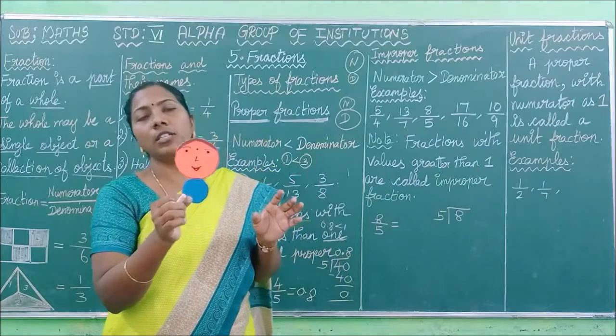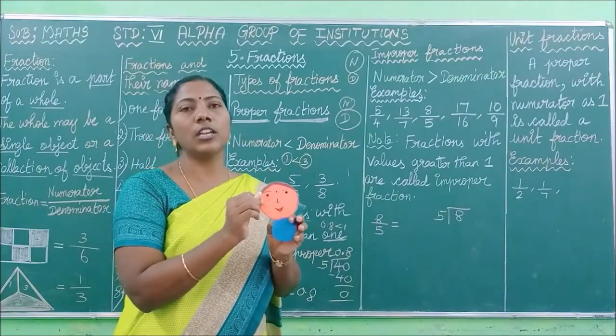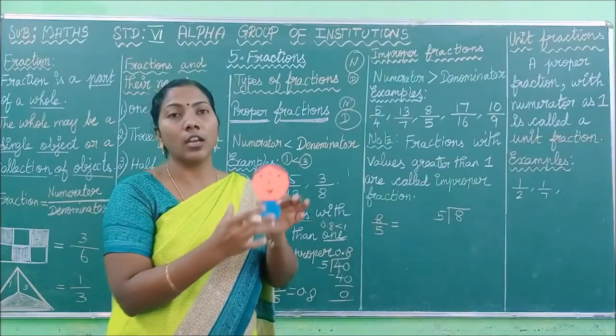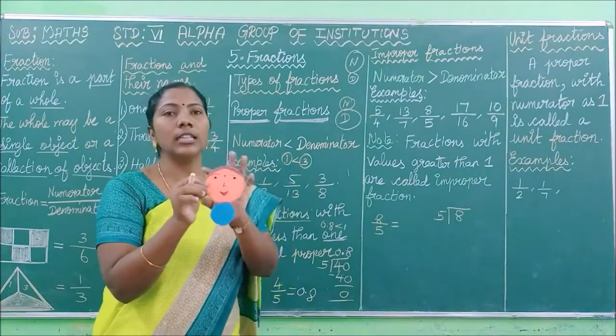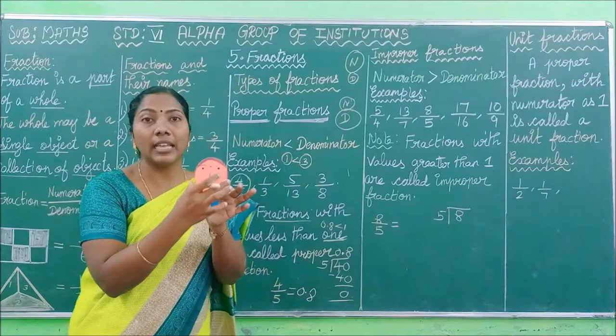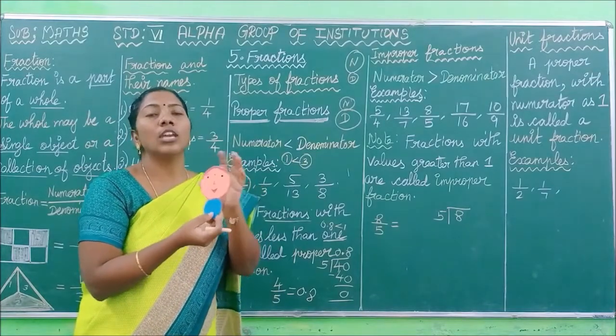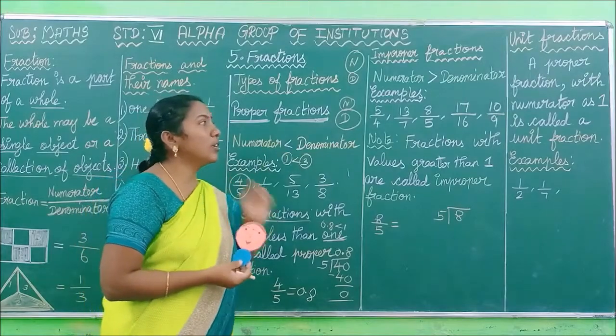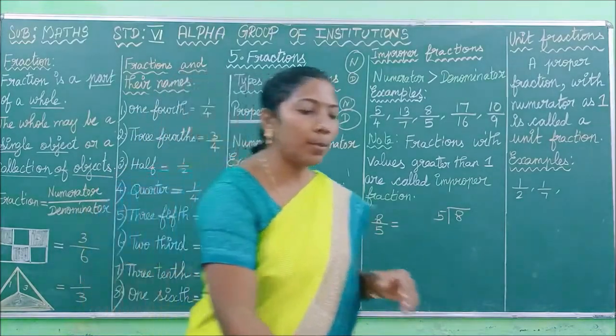Why am I showing this picture? By seeing this picture, you can easily understand the concept of improper fraction. That's why I am showing this. See, the head is bigger than its body. So, if the numerator is bigger than its denominator, such types of fractions are said to be improper fractions.